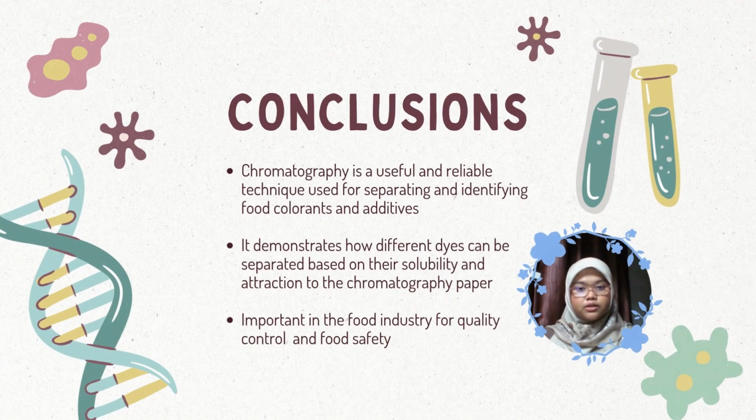In conclusion, chromatography is a useful and reliable technique used for separating and identifying food colorants and additives. The technique demonstrates how different dyes can be separated based on their solubility and attraction to the chromatography paper. Therefore, chromatography is important in the food industry for quality control and food safety.